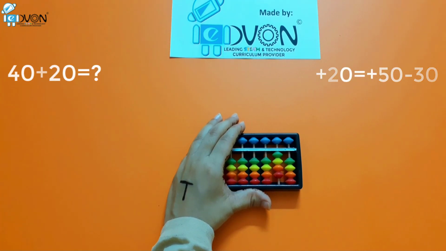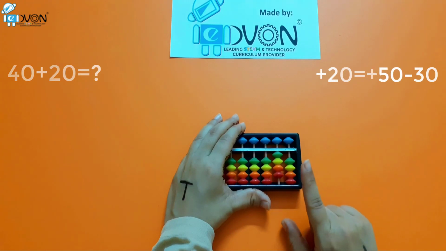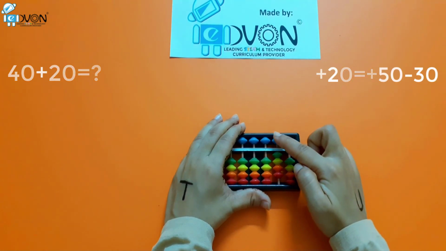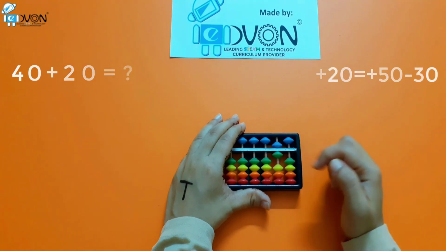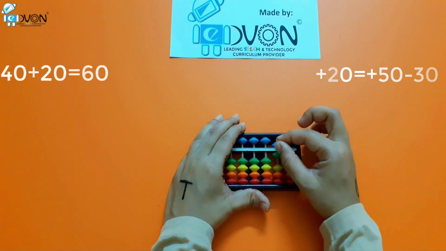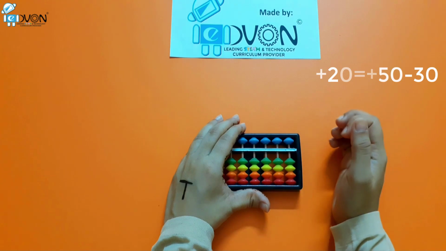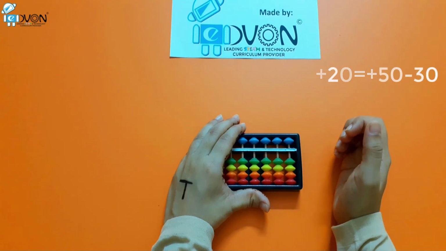Now as we are applying on the tens rod, we will change the formula according to tens. Now the formula would be to add 20 indirectly we add 50 and minus 30. Plus 20 is equal to plus 50 minus 30. We will add 50 and subtract 30. Answer 60. Let's practice a few questions on the tens rod by applying the plus 2 formula.